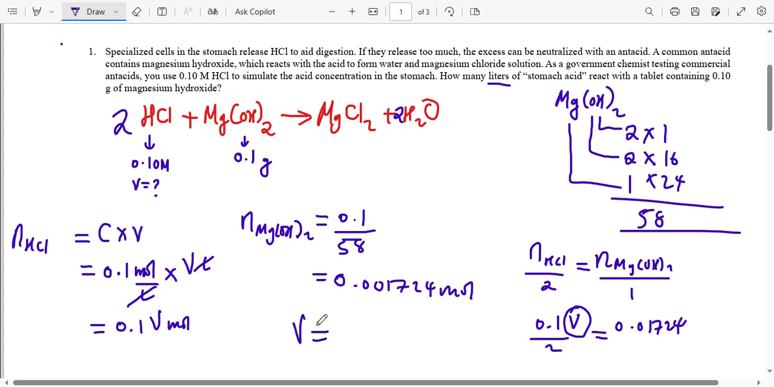So therefore, V is going to be 2 multiplied by 0.001724 and then divided by 0.1. So volume is going to be 0.03448. This is in liters. If it is in mils, it's going to be 34.48 milliliters. Good.